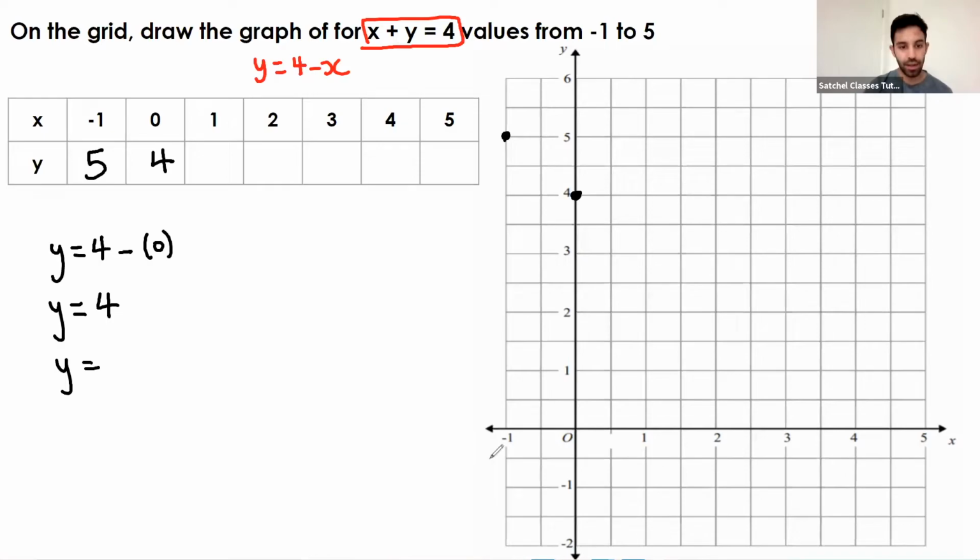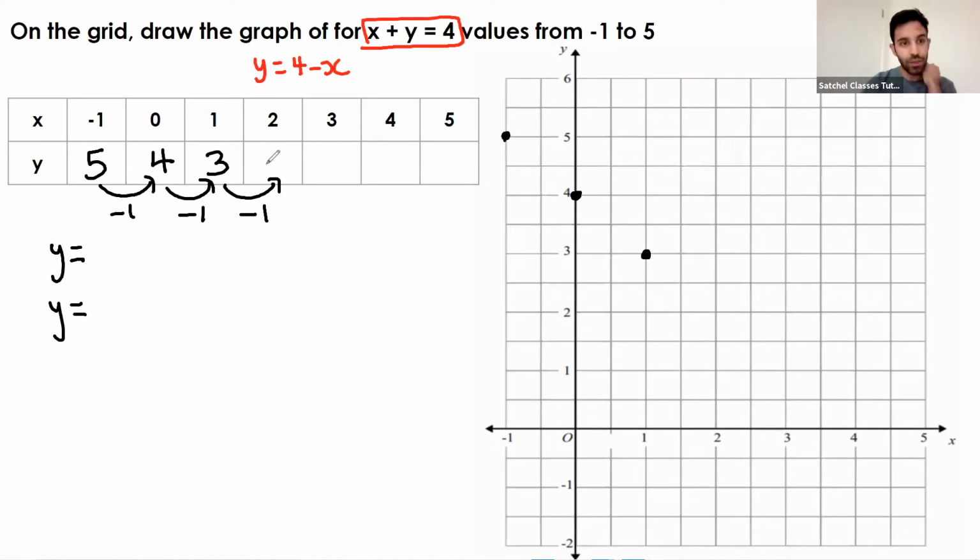And then if I rub these out again, once again, we said y is equal to 4 minus x. So 4 minus 1. Well, 4 minus 1 gives us a y value of 3. So when x is 1, y is 3. And hopefully, again, you should be able to notice the pattern that we have. Here we are going down by 1 each time. So we are subtracting 1 each time.